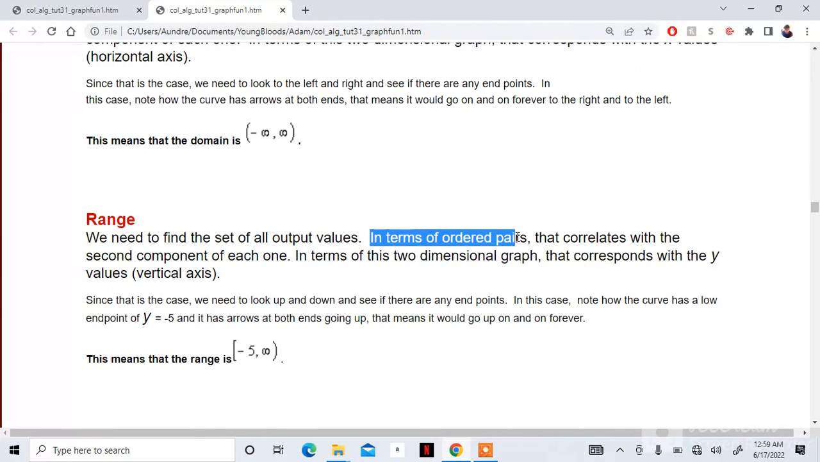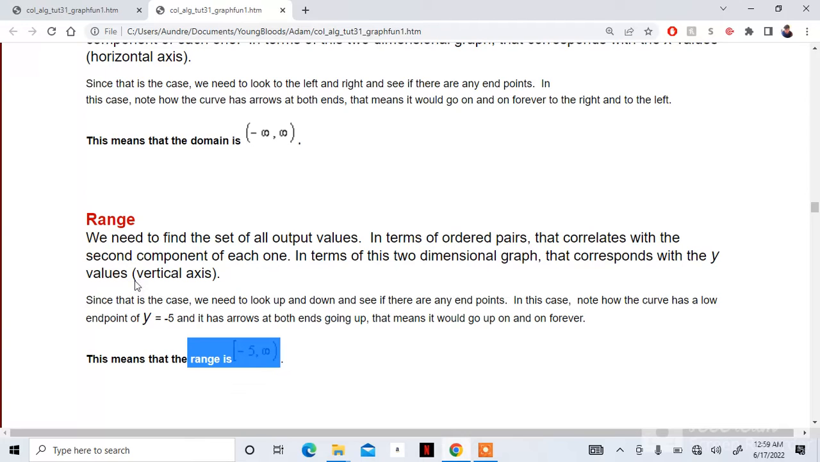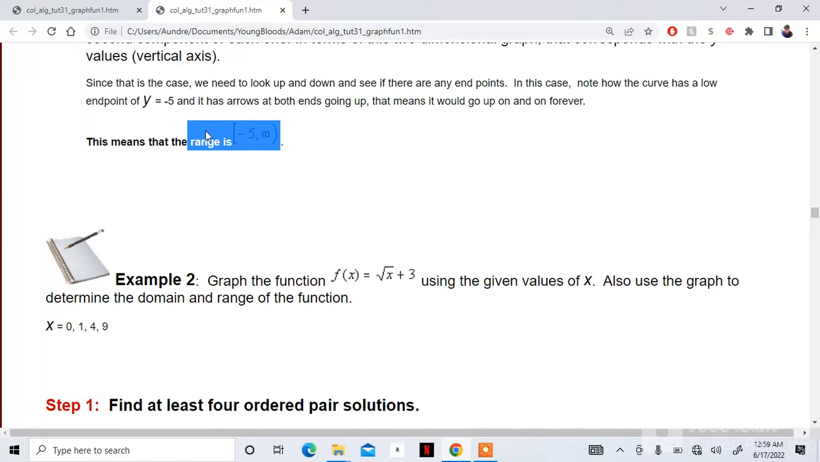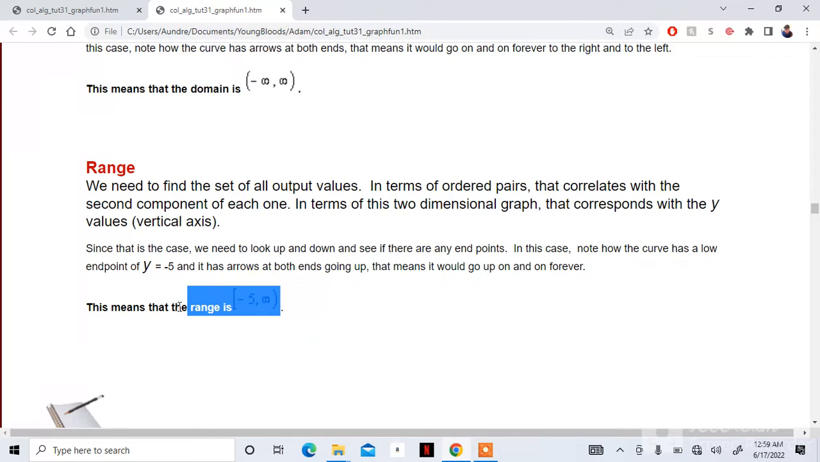In terms of ordered pairs, so just two numbers, that correlates with the second component of each one. So the range is blah blah blah is the second component. This is the second component.